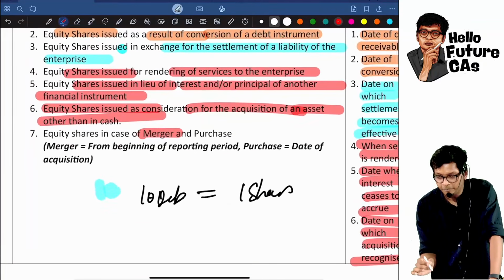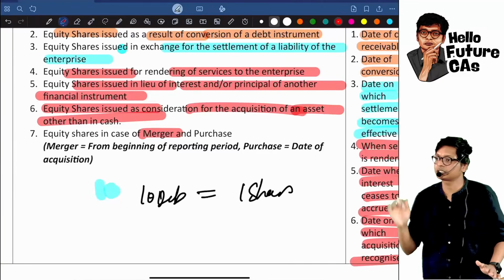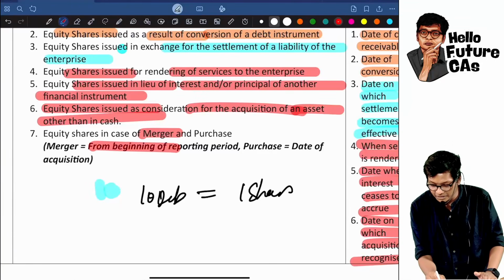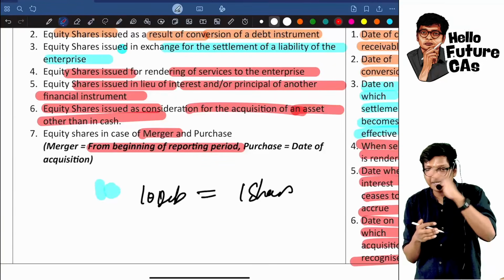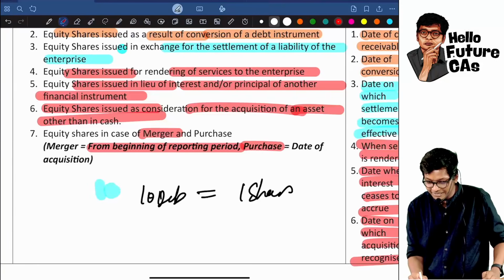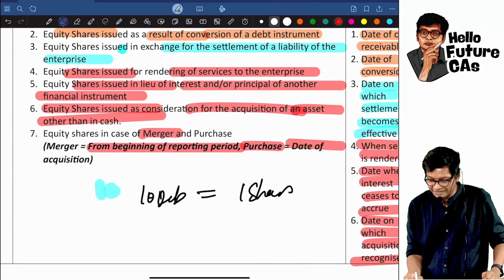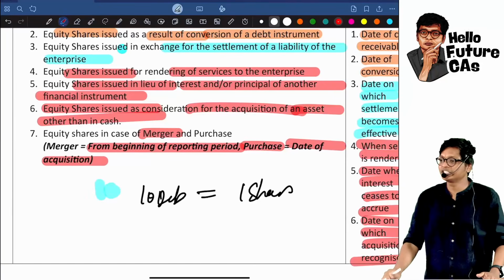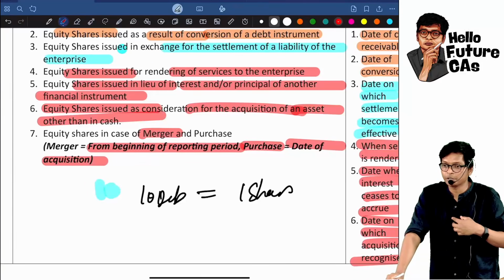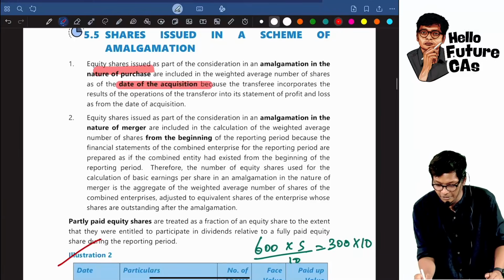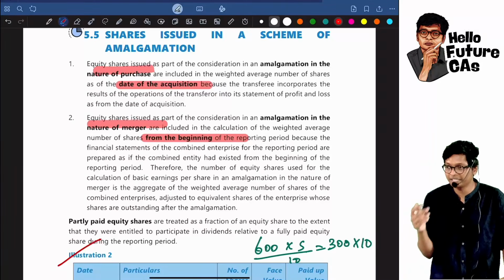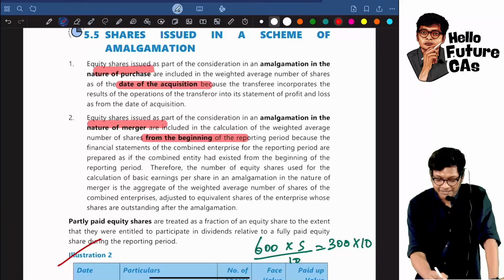In case of merger, just like bonus, you will compute the weights from the beginning of the reporting period, because in a merger we are coming together from the beginning of the reporting period. In case of purchase, from the date of acquisition, whichever date the purchase takes place. Same thing is there in the study material. Purchase means date of acquisition, merger means from the beginning. All these are yet to be tested.